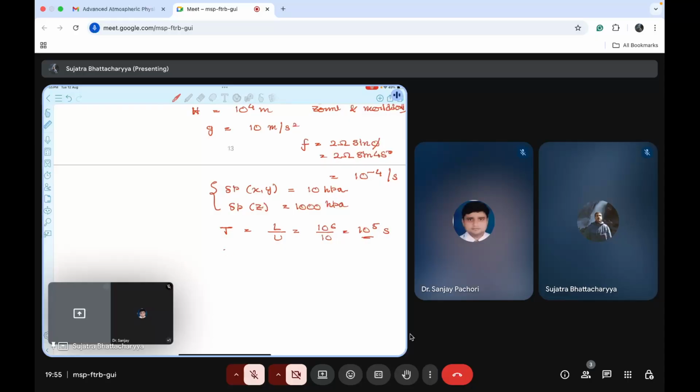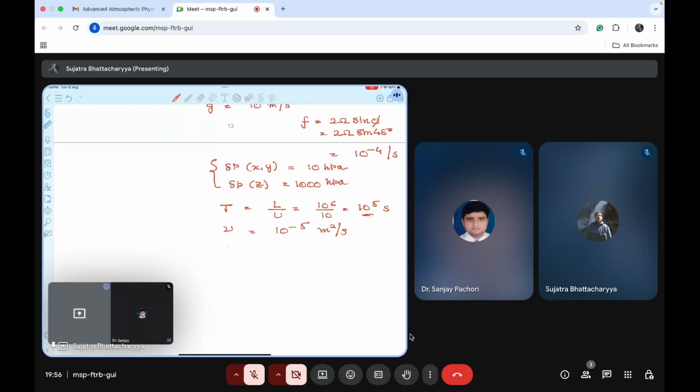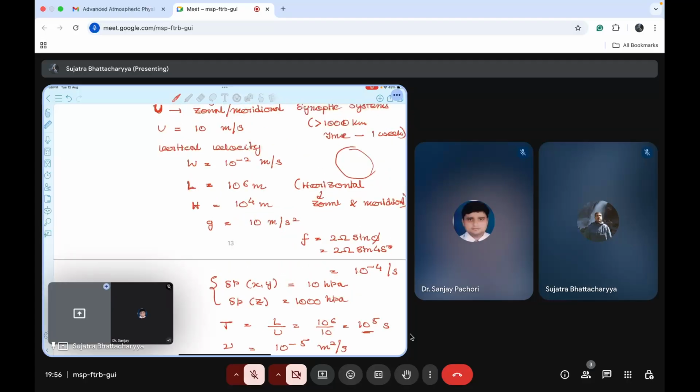Next is nu. It is the coefficient of friction, or the coefficient of viscosity, in meter square per second. And another thing is that the change in density relative to its mean is about 10 to the power minus 2. It has no unit, kg per meter cubed divided by kg per meter cubed. Another thing there is delta P divided by rho, which is about 10 to the power 3. You can derive this. This is not a big deal. So these are typical values.